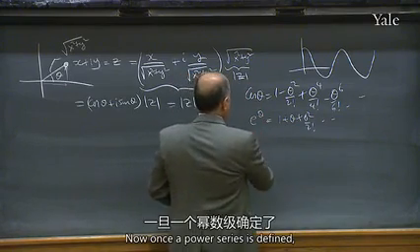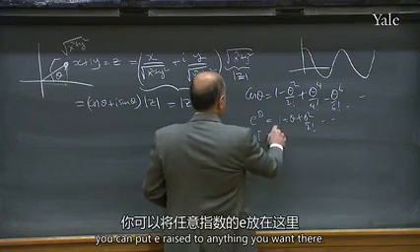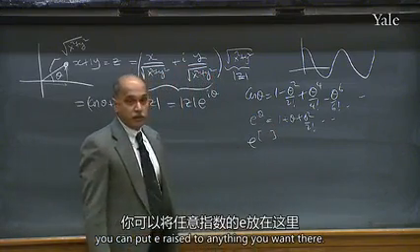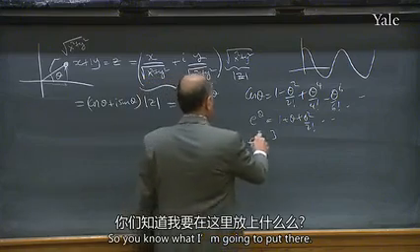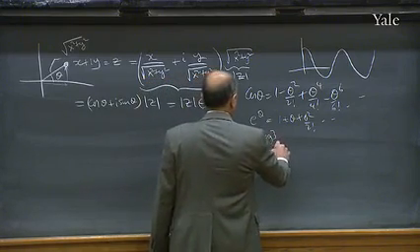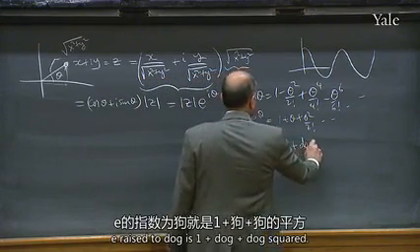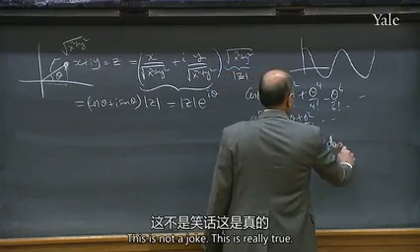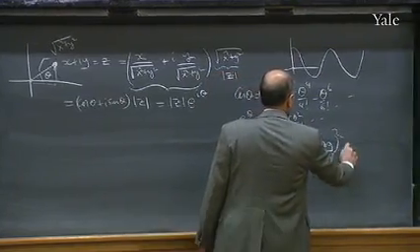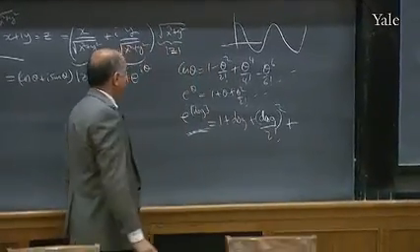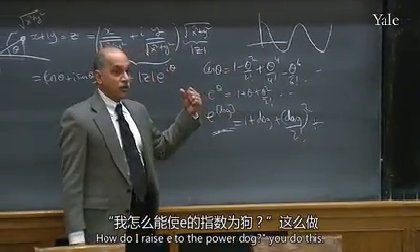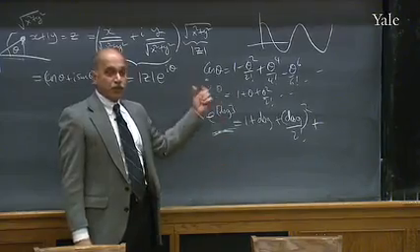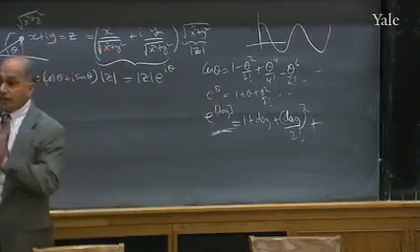Now, once a power series is defined, you can put e raised to anything you want there. So, you know what I'm going to put there. E raised to dog is 1 plus dog plus dog squared over 2, and so on. This is not a joke. This is really true. This is the definition. Someone says, how do I raise e to the power dog? You do this. This will have all the properties of the exponential. It doesn't matter what's in the exponent.